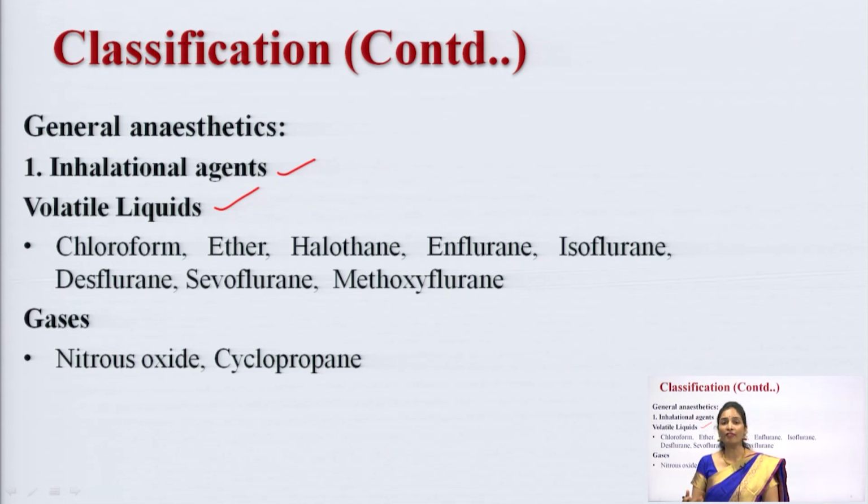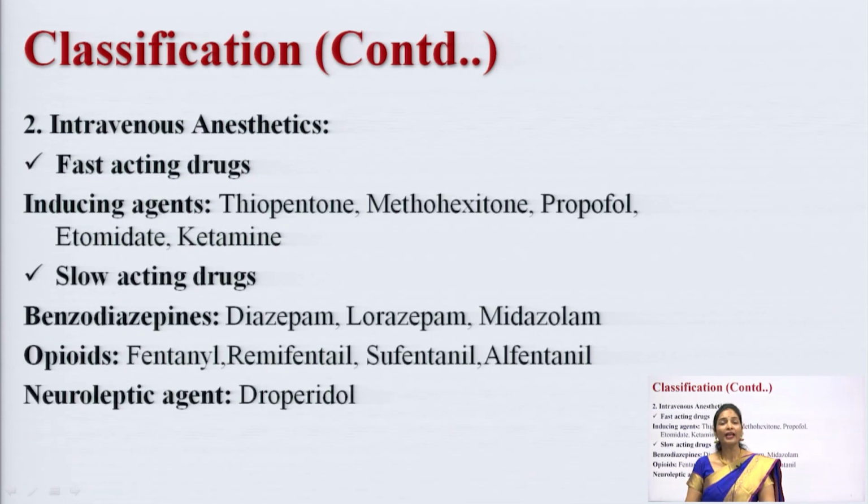Now, we will move to the intravenous anesthetics. The intravenous anesthetics have been classified into mainly 2 types. One is fast acting drugs and the second one is slow acting drugs. What drugs come under fast acting drugs? The inducing agents show their action very fast. What are the inducing agents? Thiopentone, methohexitone, propofol, etomidate, ketamine, all these are the drugs which fall under the fast acting drugs. And what about the slow acting drugs?